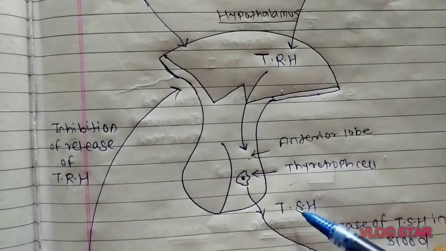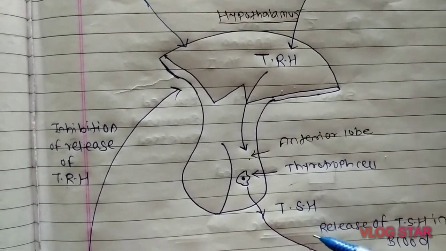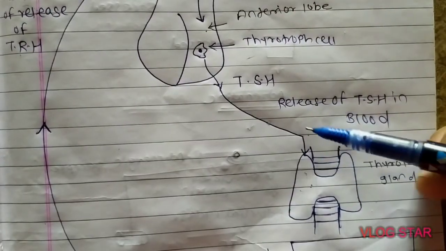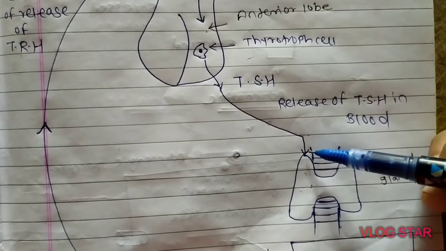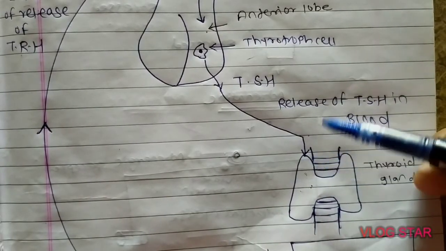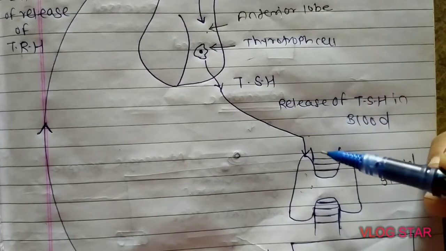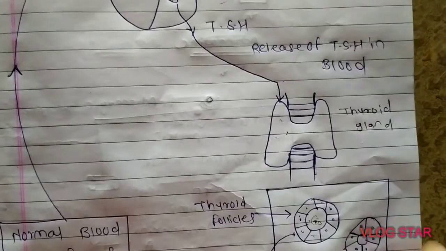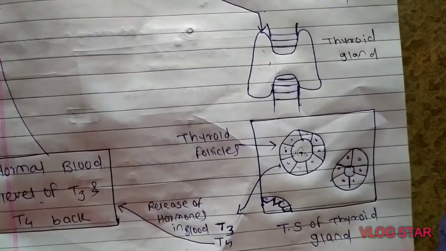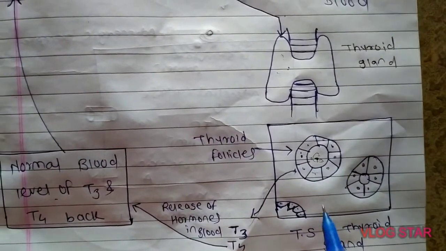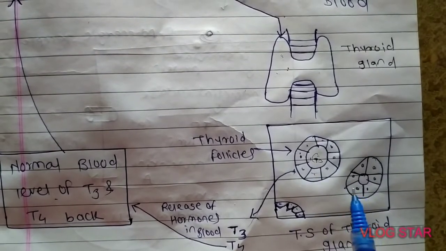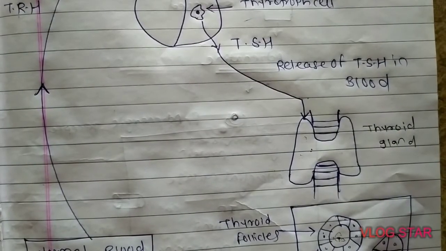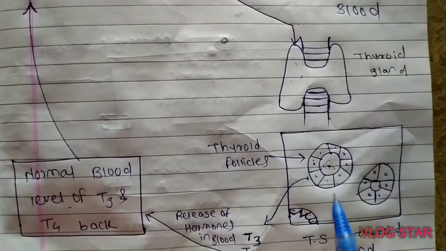So this thyroid stimulating hormone, once it enters the blood circulation, goes towards the thyroid gland and stimulates it. That is, it stimulates the thyroid follicles. This is the cross section of the thyroid gland, which contains a number of thyroid follicles. The thyroid stimulating hormone stimulates the thyroid gland, that is, it stimulates this thyroid follicle.